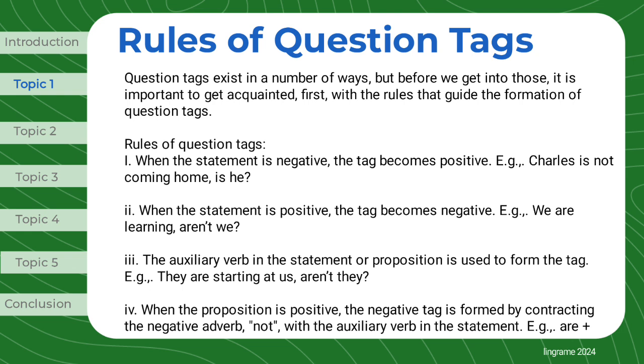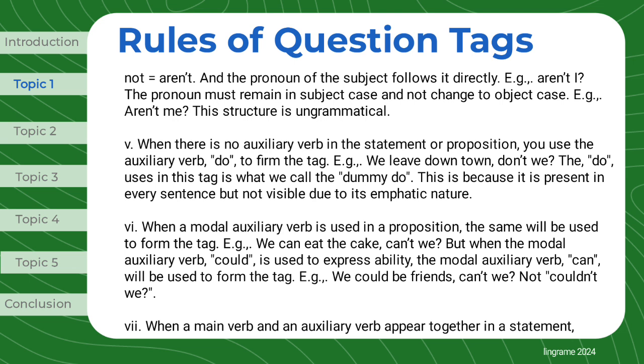The auxiliary verb in the statement or proposition is used to form the tag. For example, they are staring at us, aren't they? When the proposition is positive, the negative tag is formed by contracting the negative adverb, not, with the auxiliary verb in the statement. For example, are plus not, aren't. And the pronoun of the subject follows it directly. For example, aren't I? The pronoun must remain in subject case and not change to object case. For example, aren't me? This structure is ungrammatical.